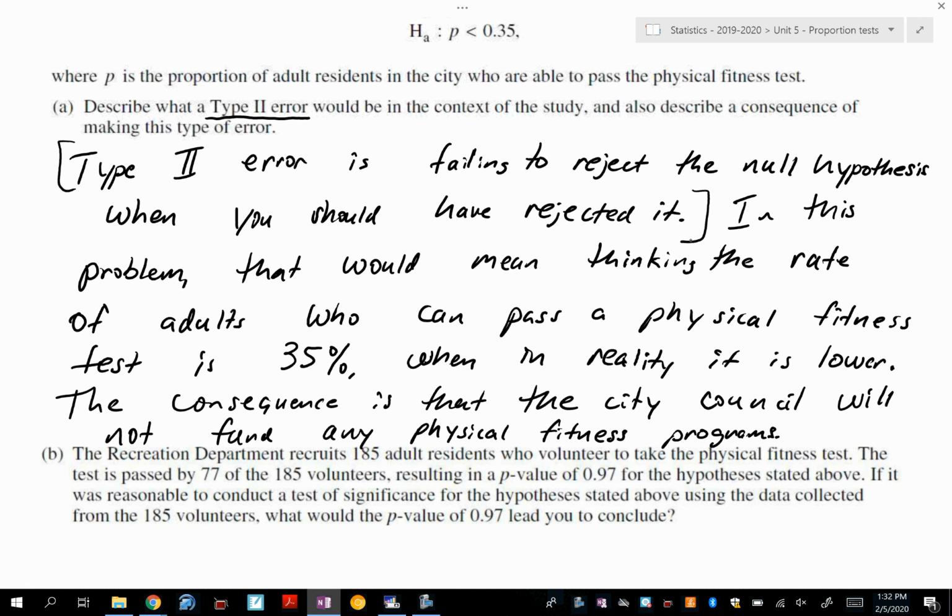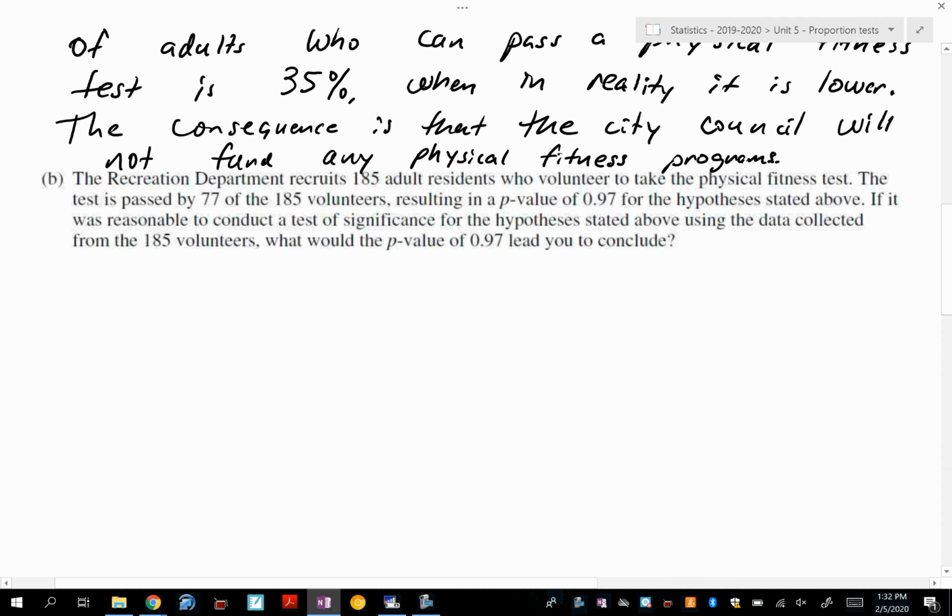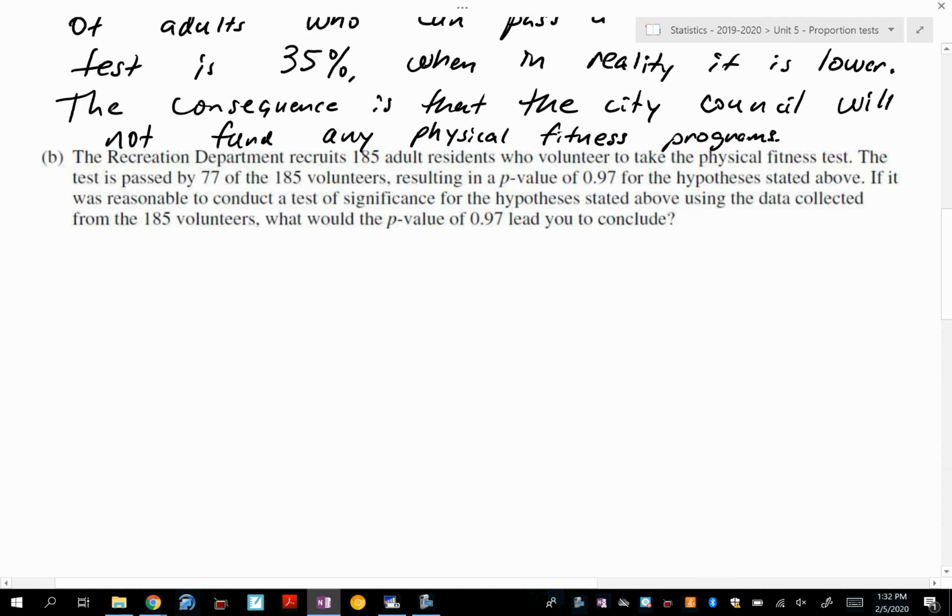Okay, can we move on to letter B? Okay, let's move on to letter B. So, letter B says they did the test with 185 adult residents who volunteered, and they got a p-value of 0.97. Now, I believe earlier in the problem, it said what alpha they chose, right?